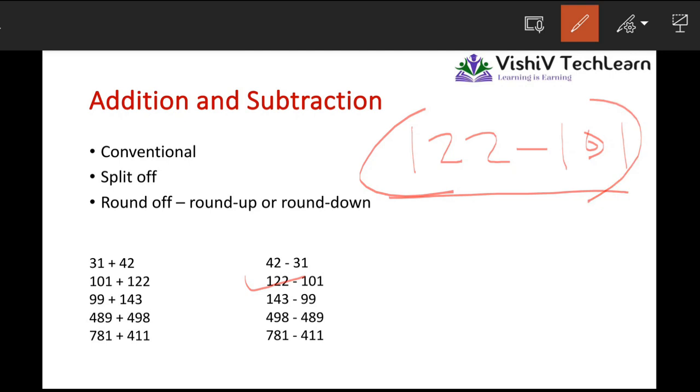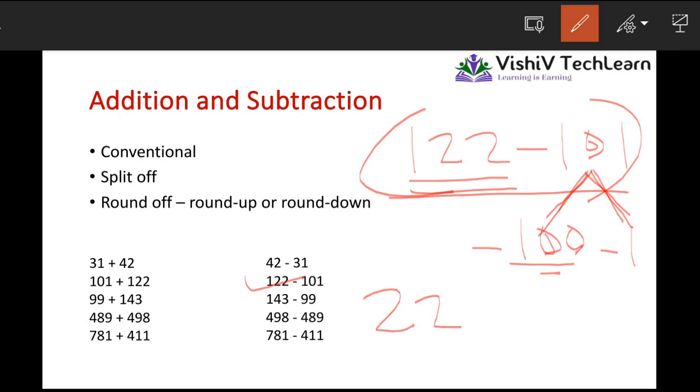So in this case it is 122 minus 101. Now what we can do, we can convert this 101 to 100. We can round it off, or we can split it into two parts, 100 and 1. Now always remember, when we are splitting this into two parts, this 100 has a minus sign and this 1 also has a minus sign. So from 122 we can subtract 100, the remaining answer is 22, and from this 22 we subtract 1, the remaining answer is 21. So the final answer of this calculation is 21.